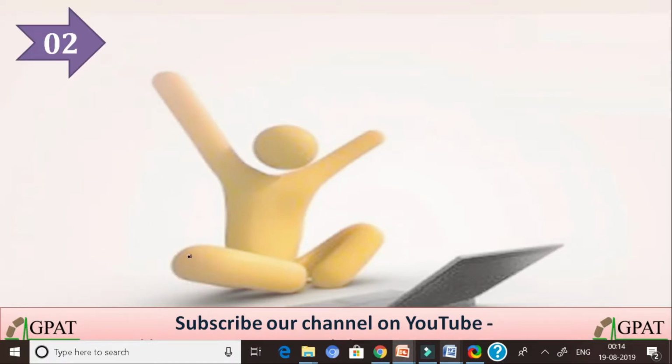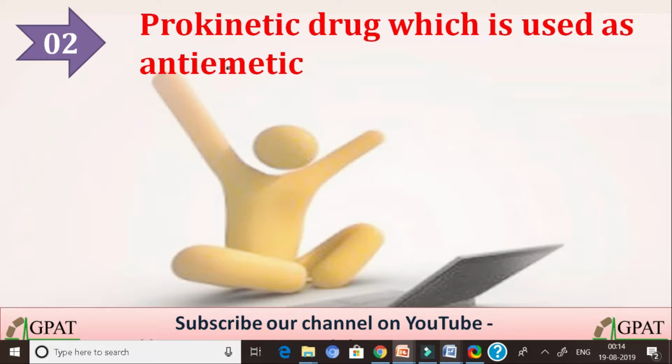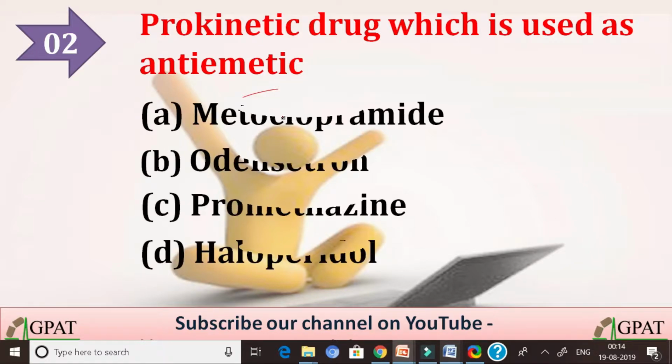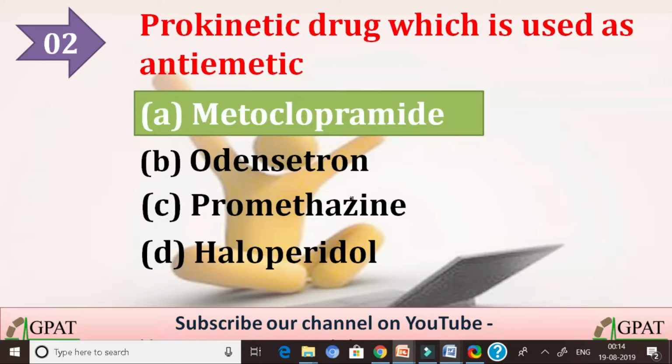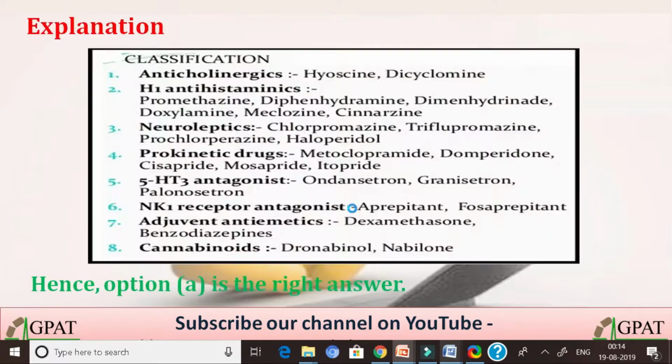Now moving on to the next question: the prokinetic drug which is used as an antiemetic, and the options are: option A is metoclopramide, option B is ondansetron, option C is promethazine, option D is haloperidol. So which is the correct answer? The correct answer is metoclopramide, the prokinetic drug which is used as an antiemetic drug.